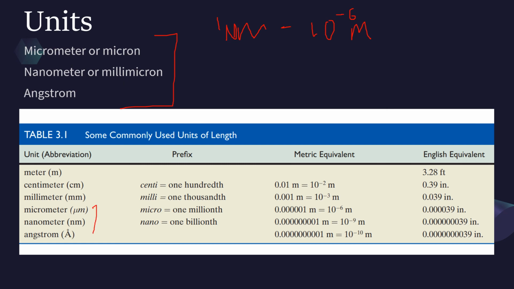So every time we say 10 to the power minus 6, it means it is 10 to the power 6 times smaller than 1 meter. For the nanometer, the conversion is 10 to the power minus 9 meter. 1 angstrom is 10 to the power minus 10 meter. Remember these conversions. It's important.